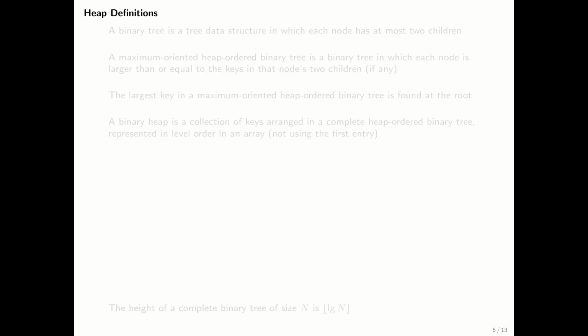So let's look at this heap data structure. So we'll first start with the concept of a binary tree. So what is a binary tree? Well, a binary tree is a tree data structure in which each node has at most 2 children. Okay, so a binary tree would look something like that. So each node has at most 2 children.